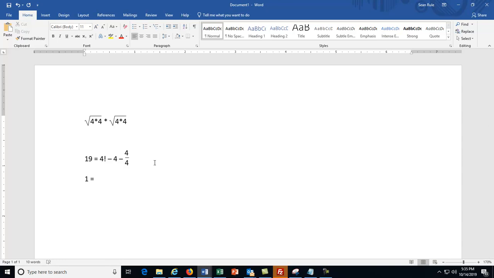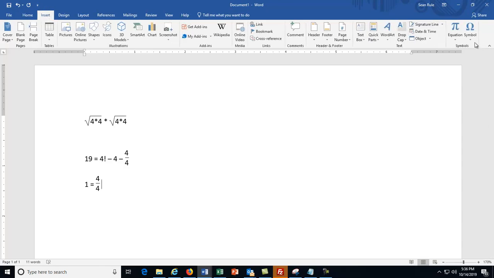1 equals 4, and then we divided that. Divide by, where's the divide by symbol? I think it's up here. This is hard to do without pencil and paper, huh? Divide by, and then 4 divided by 4. Okay, and that works. 4 divided by 4 is 1. 1 divided by 1 is 1.